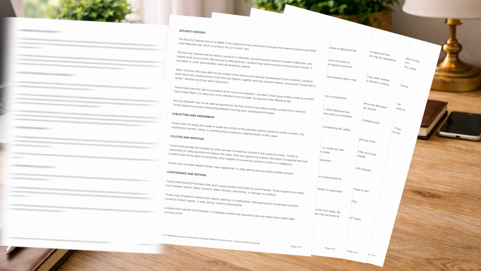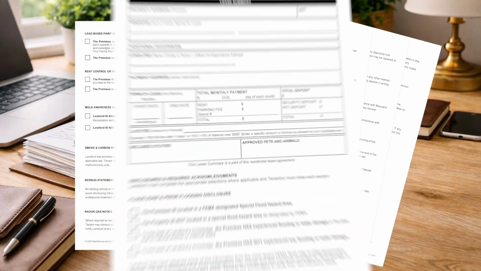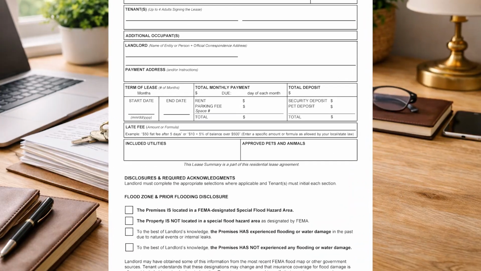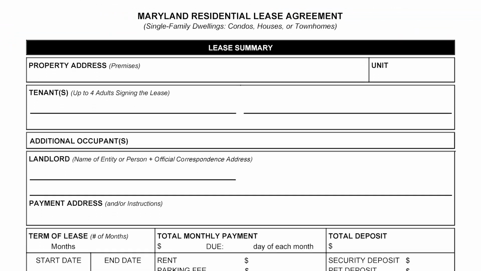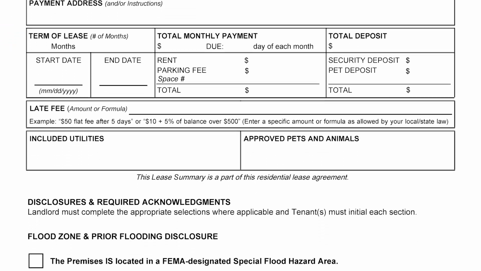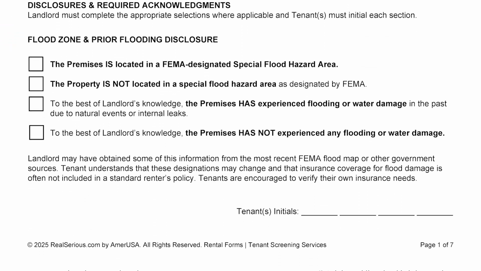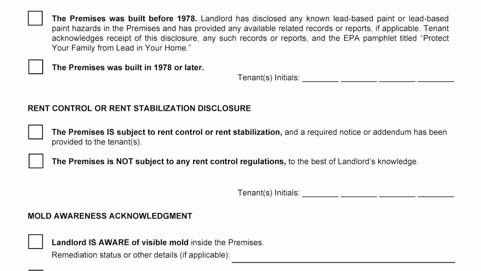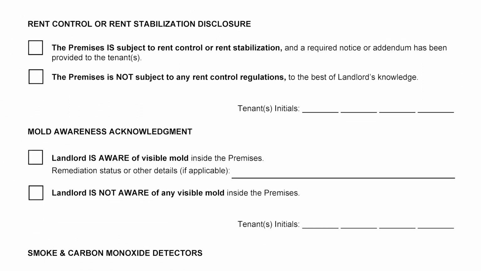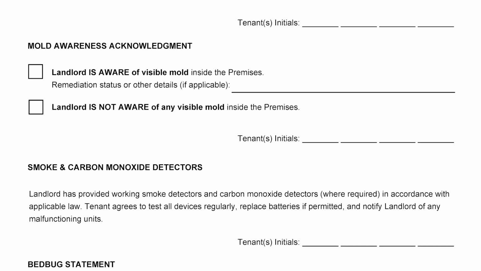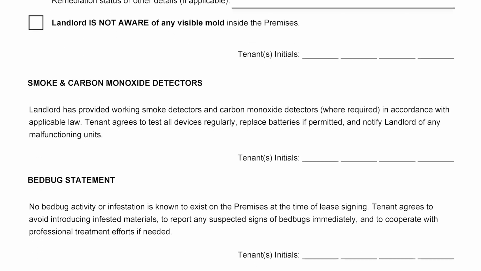Right at the beginning of the lease is a summary page where you will fill in key information like tenant names, rent amount, due date, deposits, and more. This helps keep the most important details in one place so you're not flipping through multiple pages. And following that are disclosures and notice sections that are commonly used like lead-based paint, flood zone information, mold, and more.